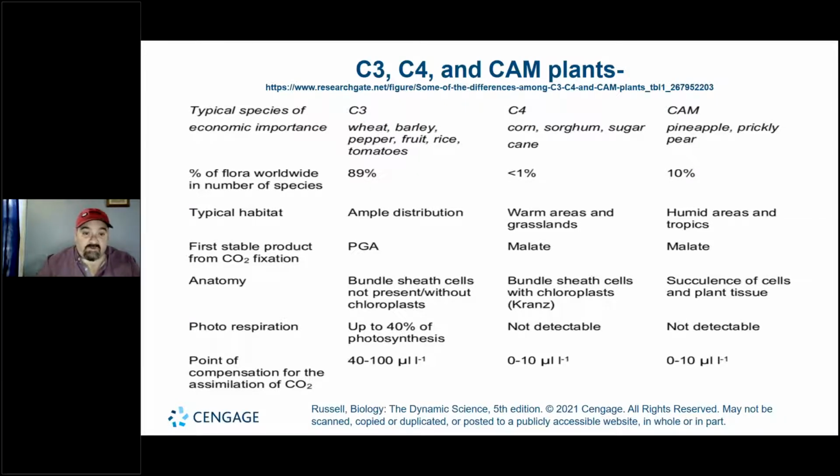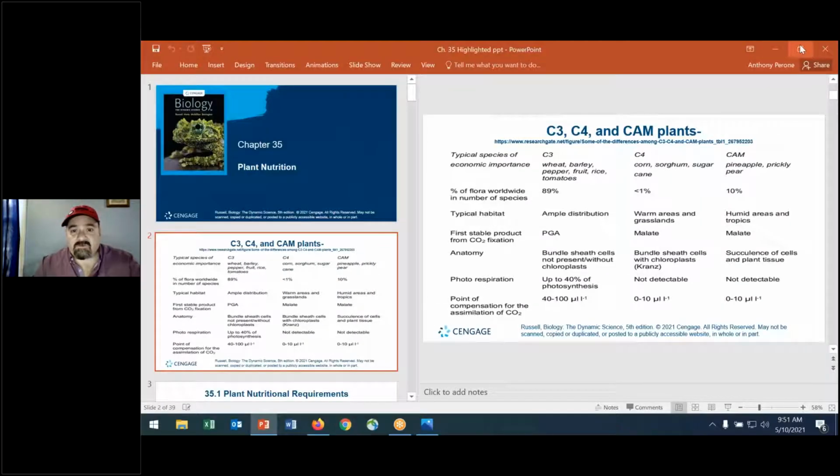And just see here as far as wheat, barley, peppers, fruit, rice, tomatoes, these are all considered C3 plants. C4 would be a matter of like corn, sugarcane, sorghum. Let me just show you an image of that.